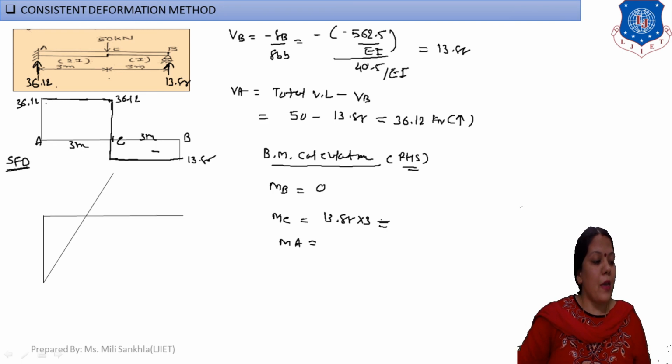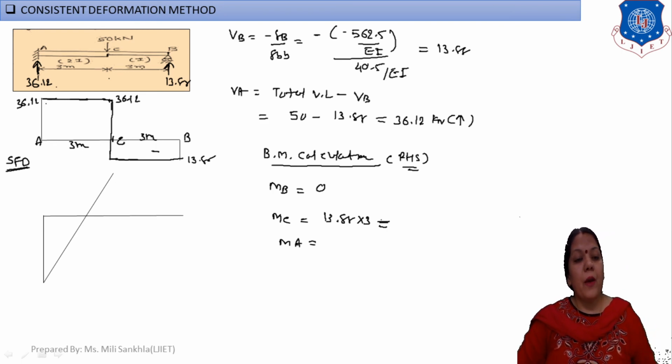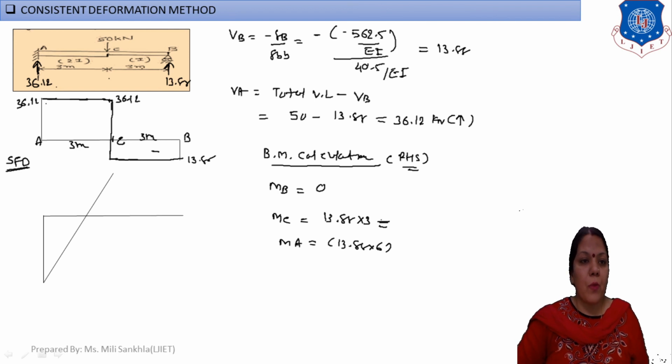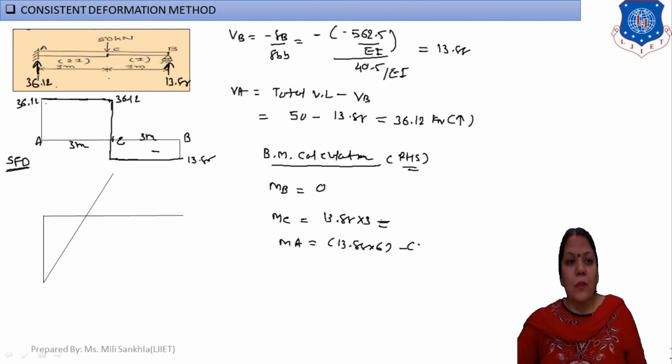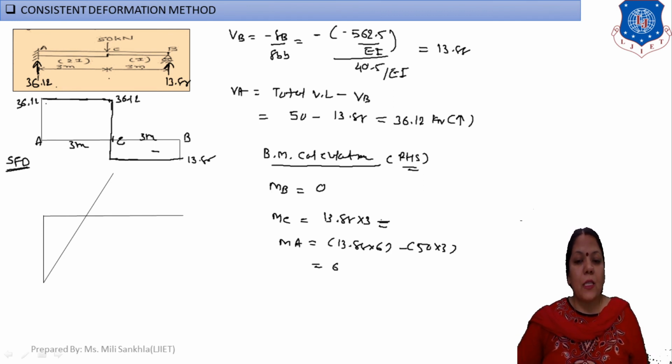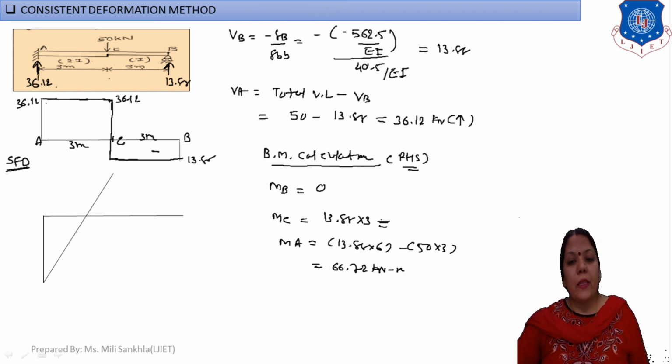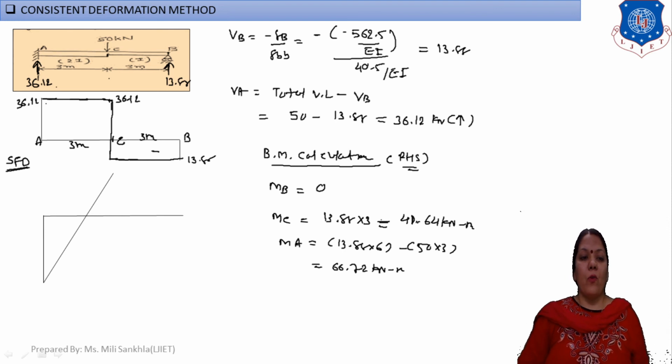Next we find our MA. MA is equal to 13.88 into 6, because on the right-hand side anti-clockwise is positive, and this moment is clockwise, minus 50 into 3. My moment at A here is 66.72 kilonewton meter, and this answer is positive 41.64 kilonewton meter.